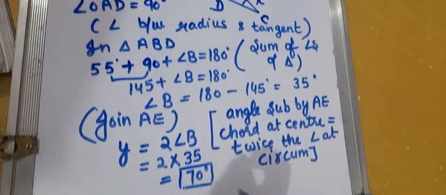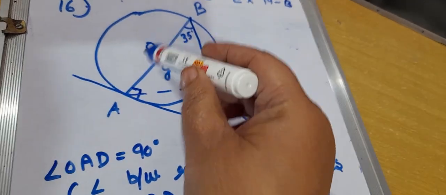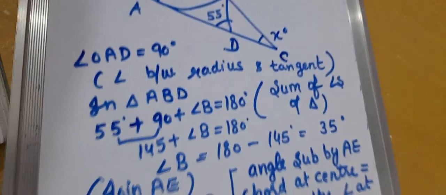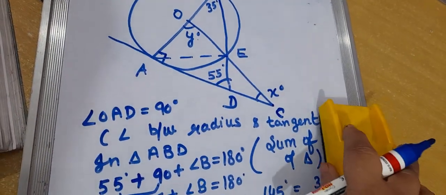Now one more angle we have to find, that is X degrees. Now students, it is easy. Take triangle AOC. I have little space left, so I have to remove this one.